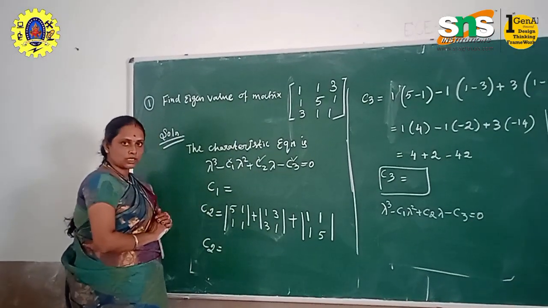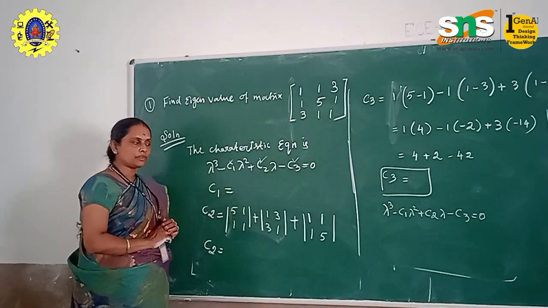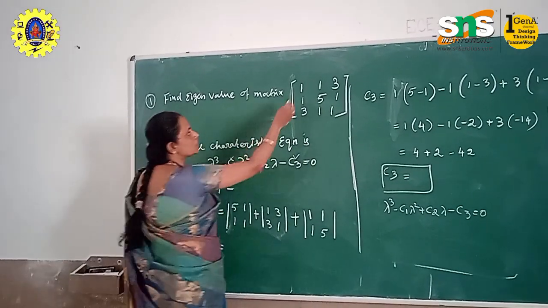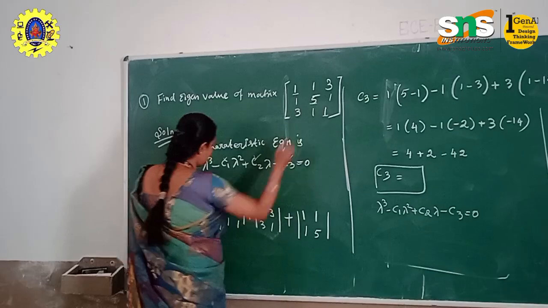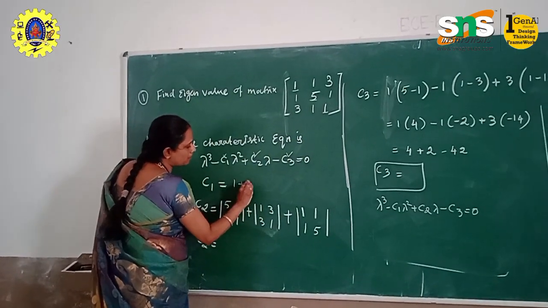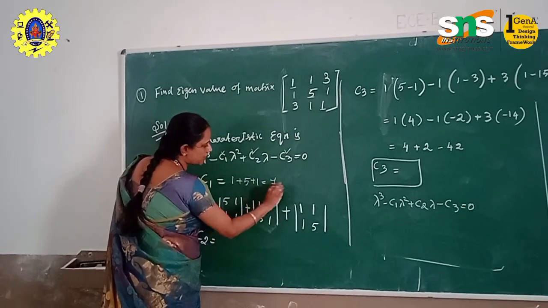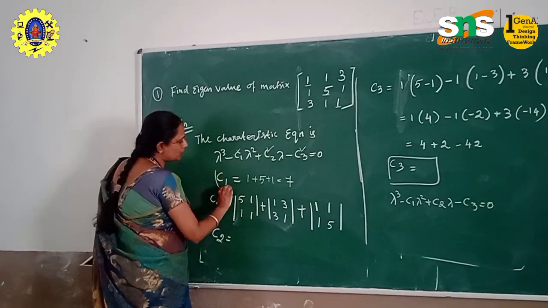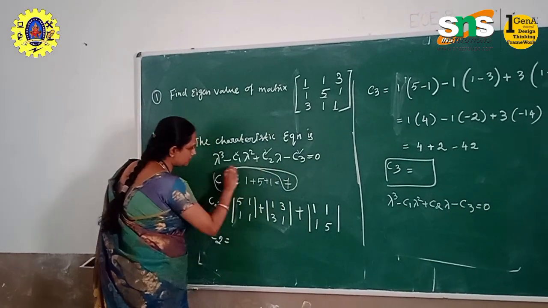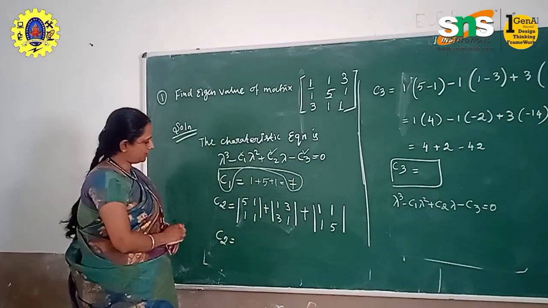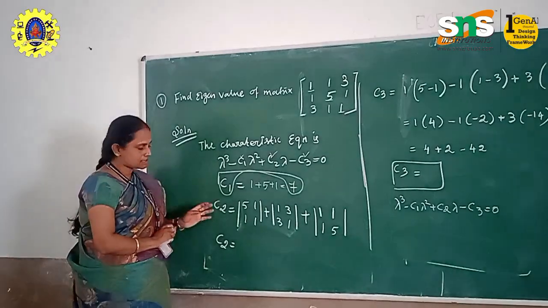So what is c1? c1 is the sum of the diagonal elements. Adding 1, 5, 1: 1 plus 5 plus 1 is 7. So the c1 value is 7. Next we have to find c2.